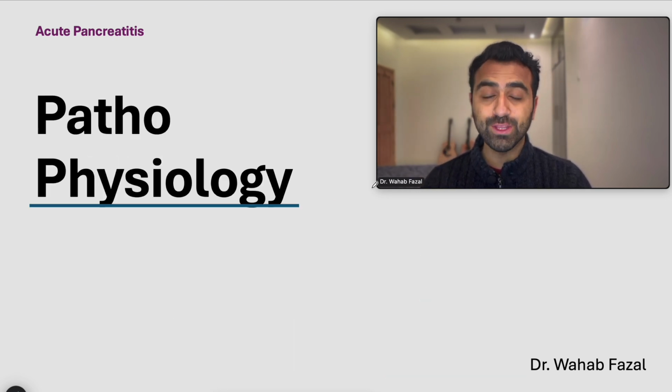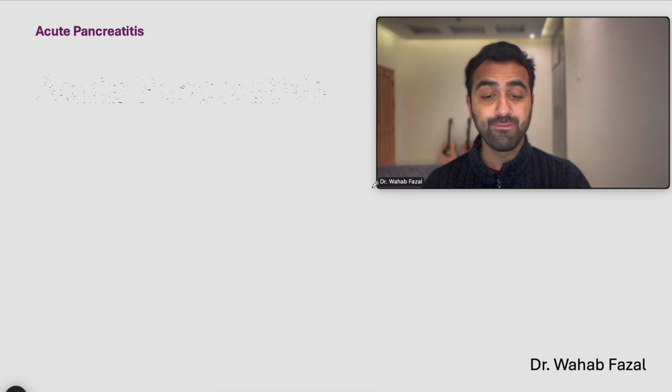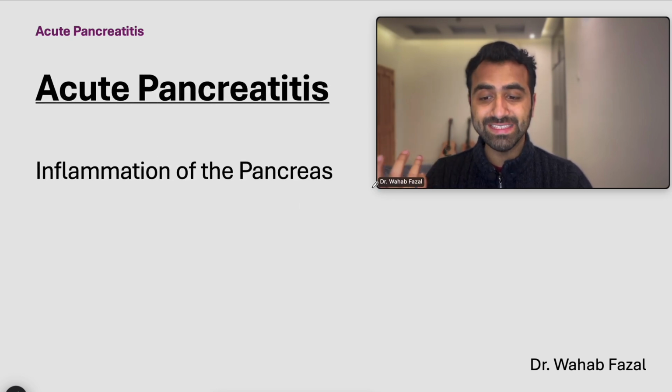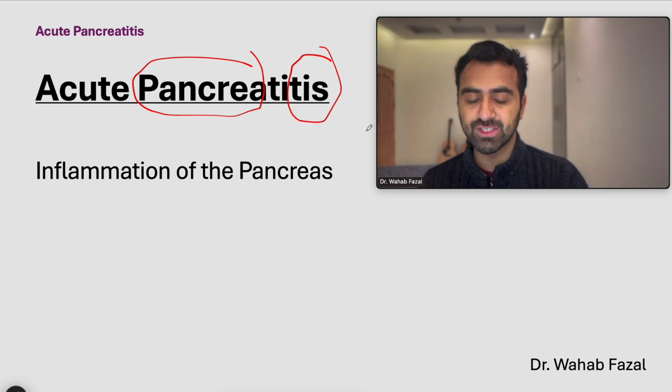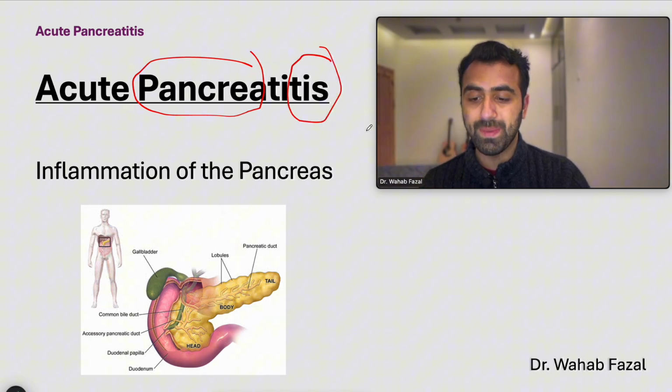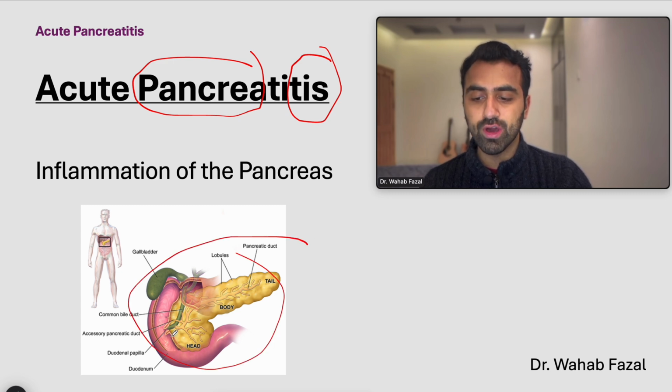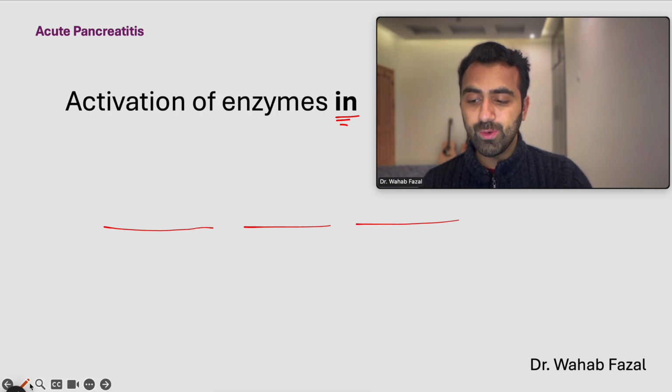So, what's the pathophysiology of pancreatitis? First of all, how is it named? Basically, inflammation of the pancreas. Pancreas means the pancreas, and itis just means inflammation in Greek. So pancreatitis is inflammation of the pancreas, and the pancreas is this organ which lies near your duodenum, closely hugged by the duodenum.